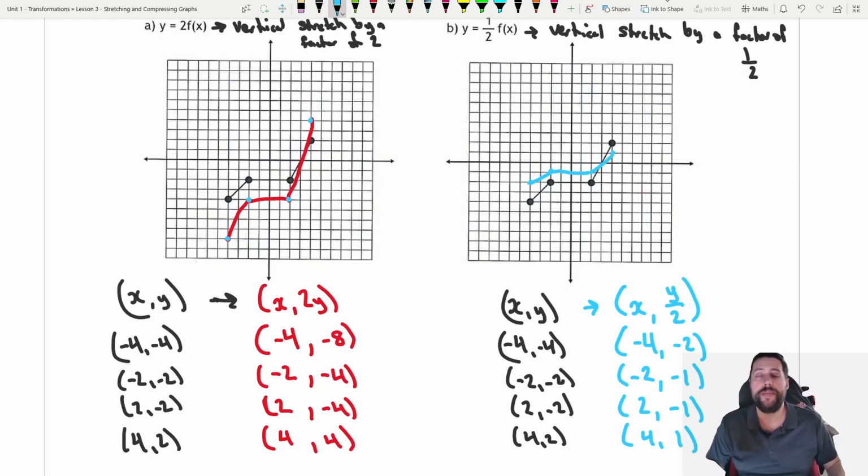And there you go. Okay, so that's how it's graphed. I'm going to add in the dots so that we can see a little bit better. Okay, and there you go. That is the exact same graph, but it's been vertically stretched by a factor of 1/2.